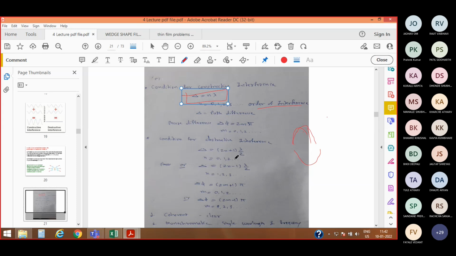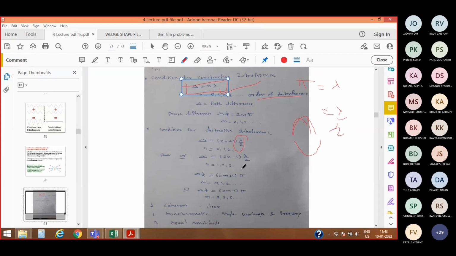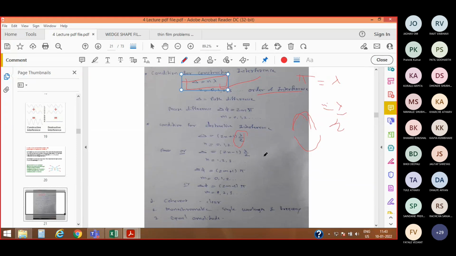So the condition for destructive interference is delta is equal to (2n plus 1) lambda by 2. In case of destructive interference, the wavelength is lambda by 2. Wavelength क्या होती है? Lambda by 2 होते हैं. In case of constructive interference, the wavelength is lambda. So when there is a phase difference of pi, then at that point we are getting the wavelength lambda. And for destructive interference we are getting the wavelength lambda by 2. Okay. So these are the conditions for the constructive and destructive interference.